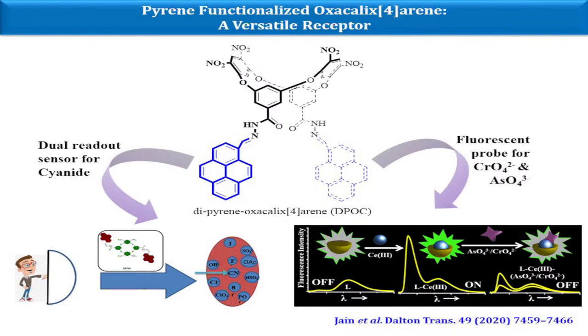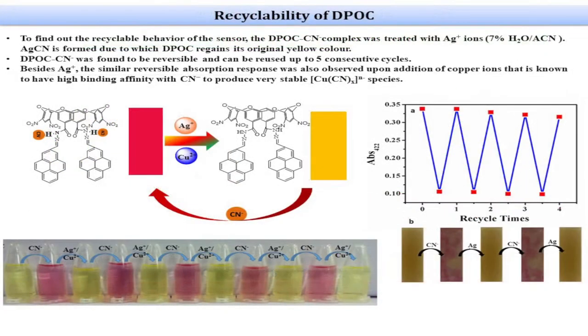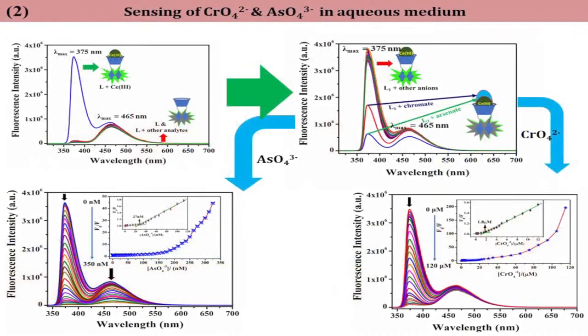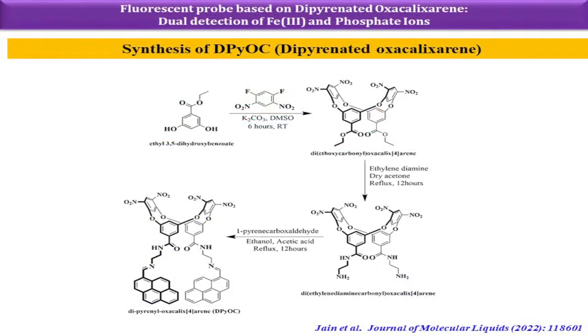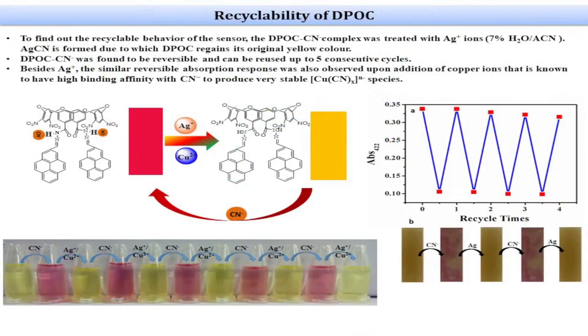I will not go into that. We have recycled this dipyrenated oxacalixarene. It is a very good sensor for cyanide, but when we add silver or copper, it regains its original color. When we add cyanide, it again gets its red color, and we have performed it for 5 cycles. When we add cyanide, it gets pink color. When we add silver and copper, the color disappears and it gets its original color. Let us not go into that.